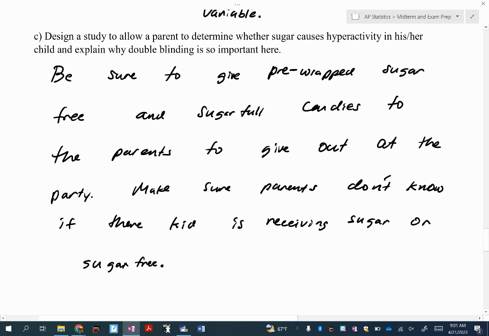Now, obviously, you could keep writing about how you would ask the parents to record their results. Maybe they would rate them on a scale from 1 to 10 for their activity level, something like that. Because at the end of the day, you do need someone, if it's not the parents, to actually assess the activity level of the kids.